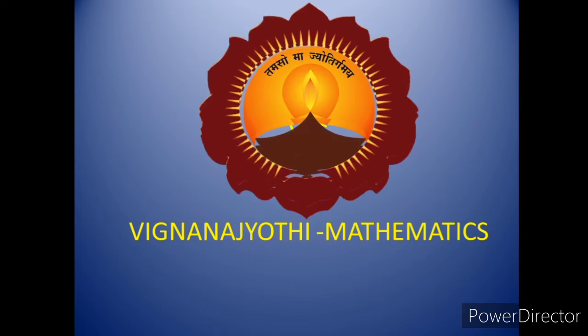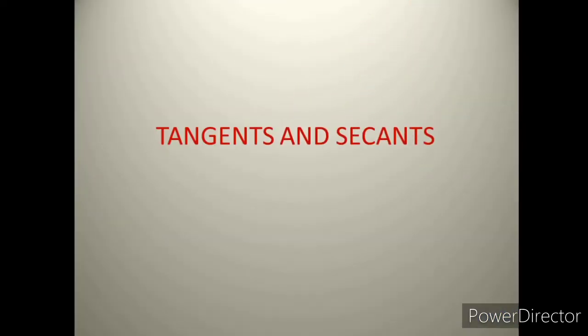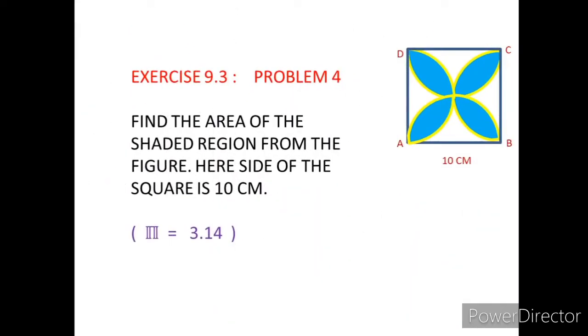Today I would like to explain tangents and secants. In this lesson I would like to explain one problem. You can find it in our textbook as problem 4 in exercise 9.3. The problem is like this. Here you have a figure. You see that ABCD is a square whose side is 10 centimeters. Find the area of the shaded region from the figure.